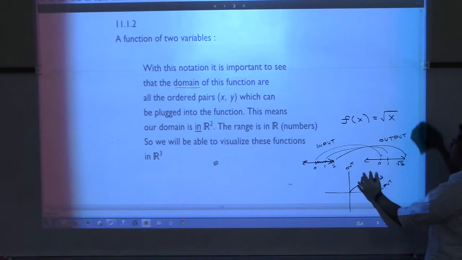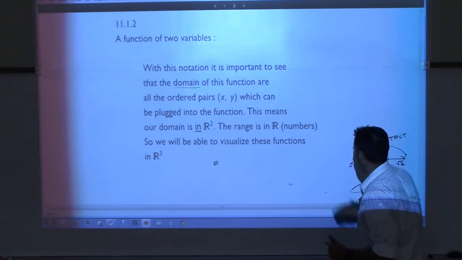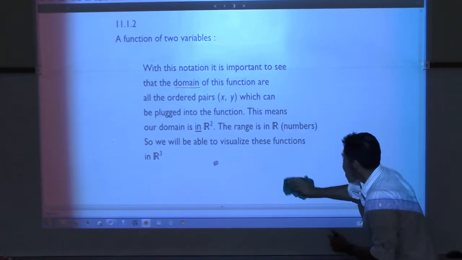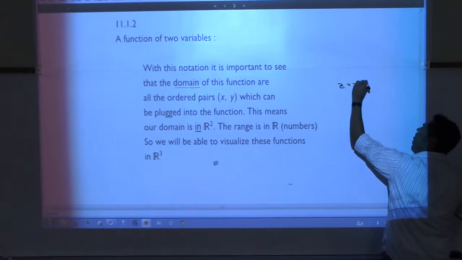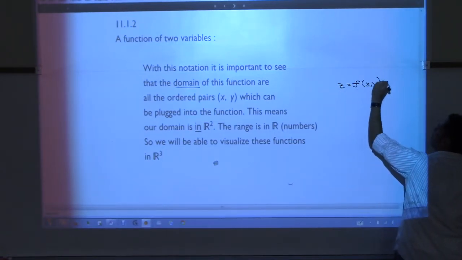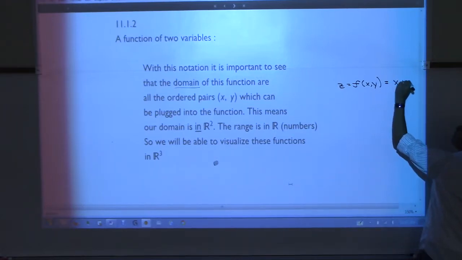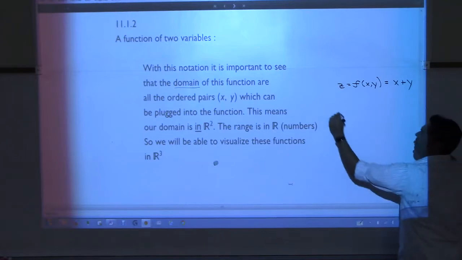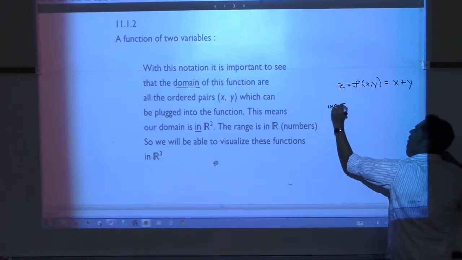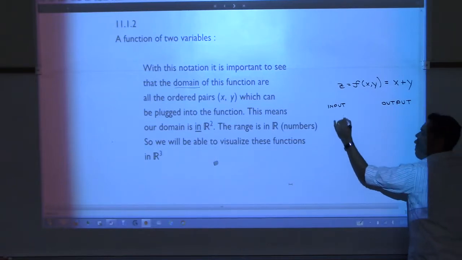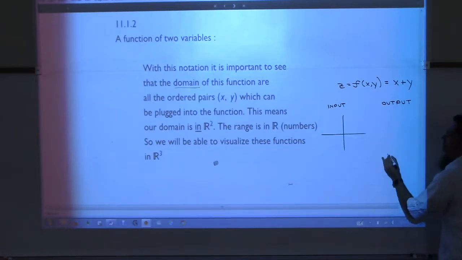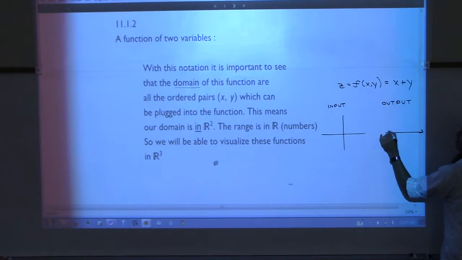If I were to do something similar to this, let's take z equals some function of x and y. And I haven't given you an example yet, but I'll give you a very simple example, x plus y. Then if I'm trying to visualize the input and the output separately, my input requires 2 dimensions. My output requires 1 dimension, right? Like this.